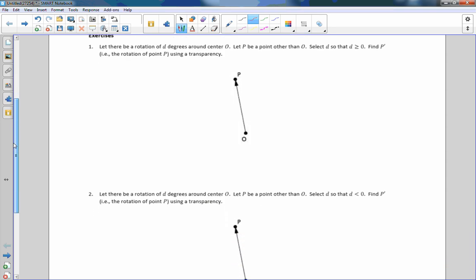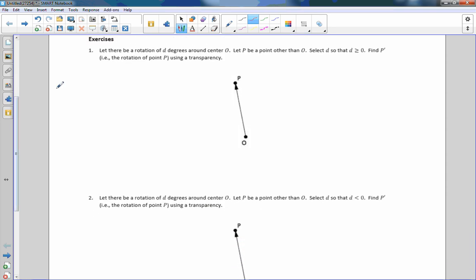So in number 1, it says, let there be a rotation of d degrees around center O. So here's my center. Let P be a point other than O. So here's P, and obviously it is not here, so it is not O. Select D so that D is greater than or equal to 0. In other words, select a degree, D, that's greater than or equal to 0.